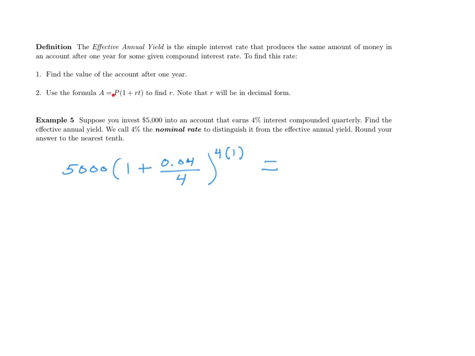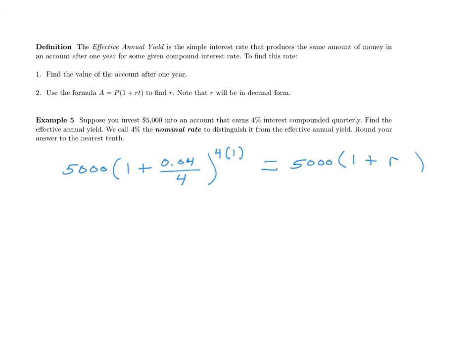The principal amount is going to be the same as this principal amount, so we can put $5,000 multiplied by 1 plus r. r is the thing we're solving for. In fact, this is the effective annual yield, and time is equal to 1 year, so I don't have to write anything at all for that. So the goal here is to find r.